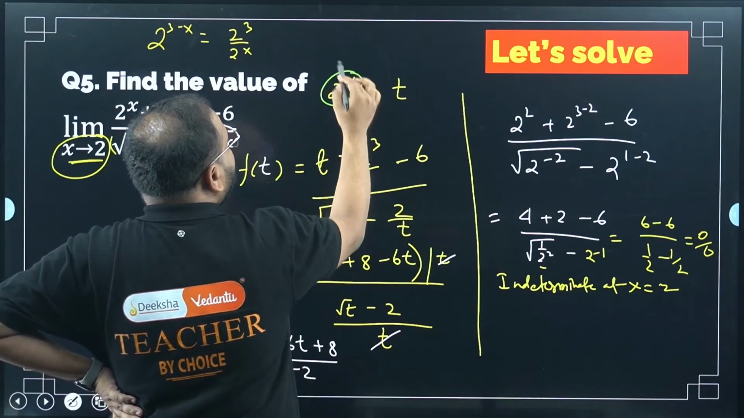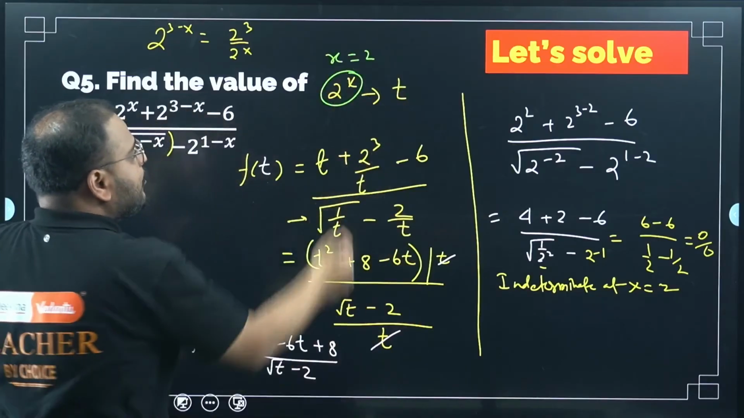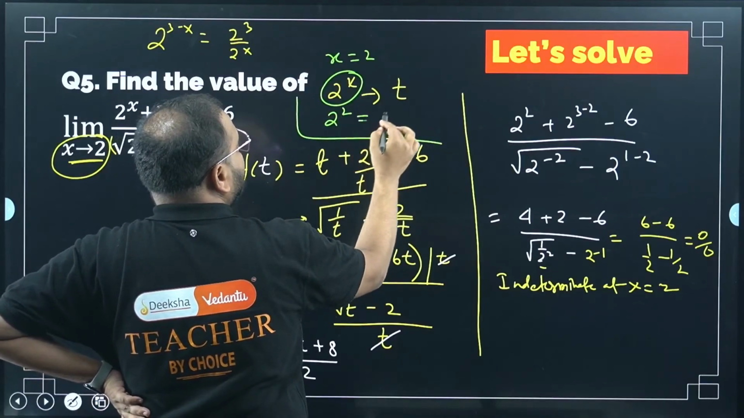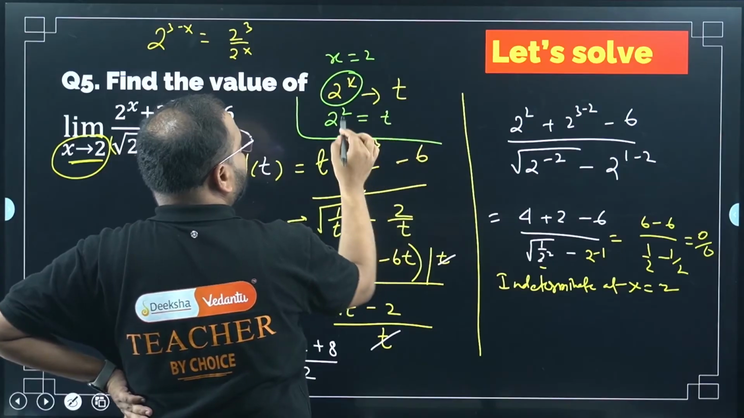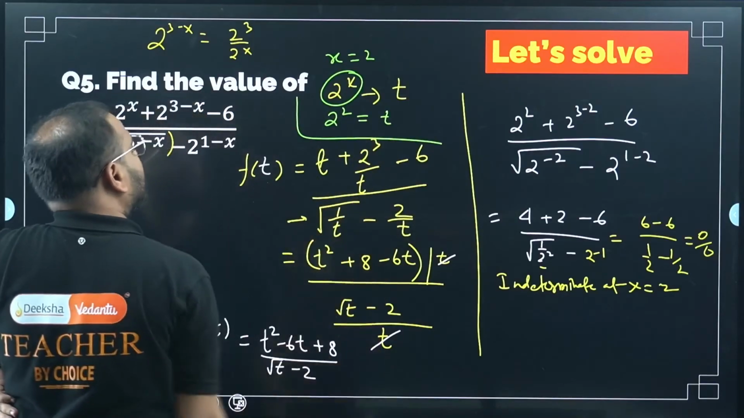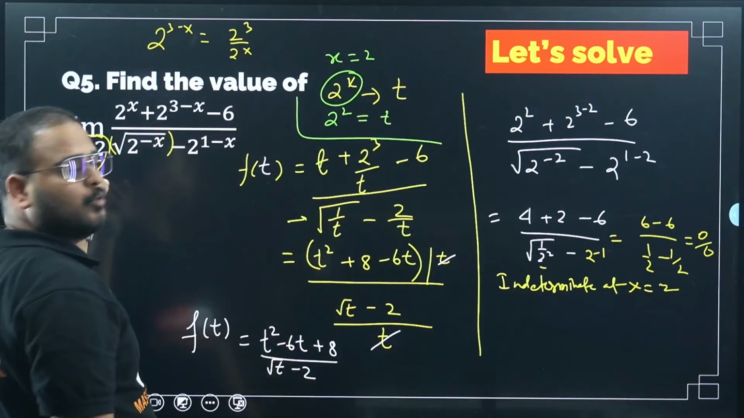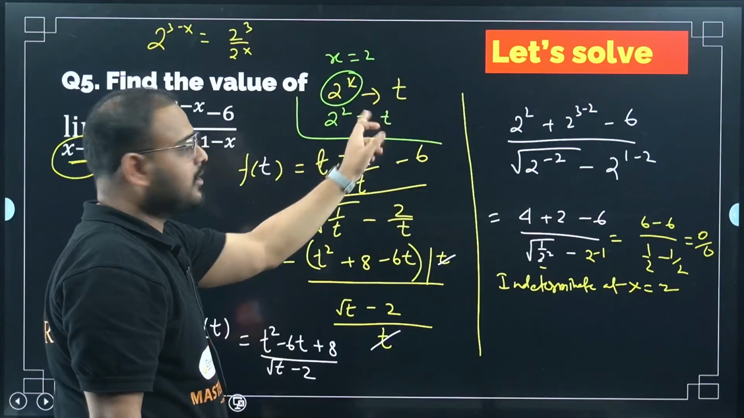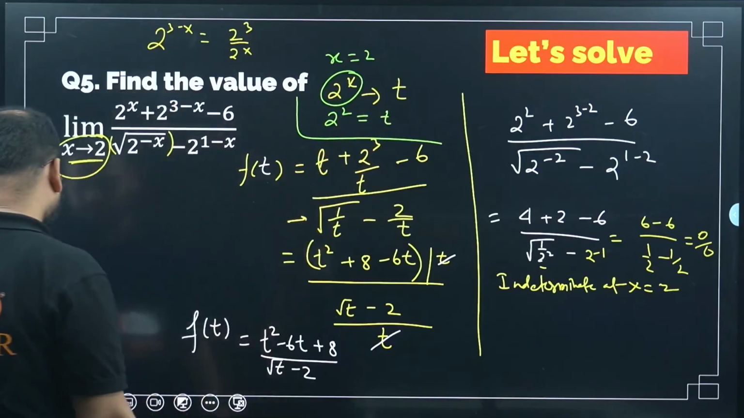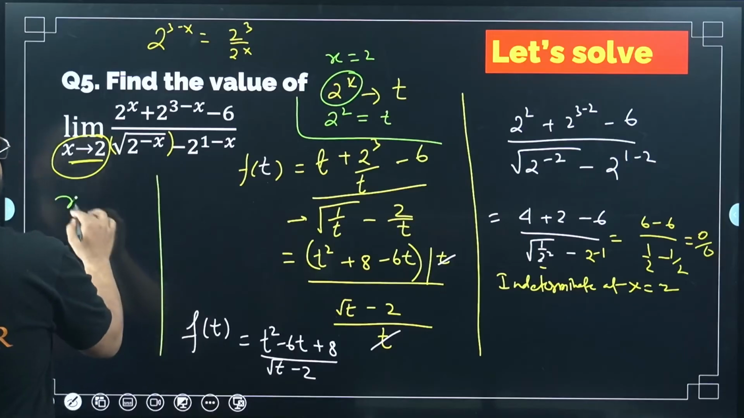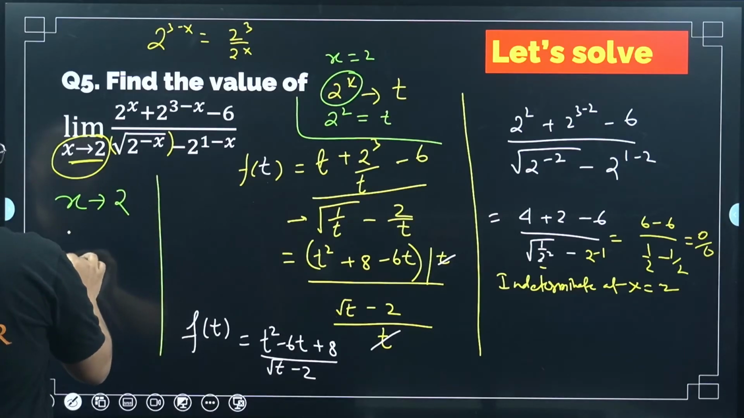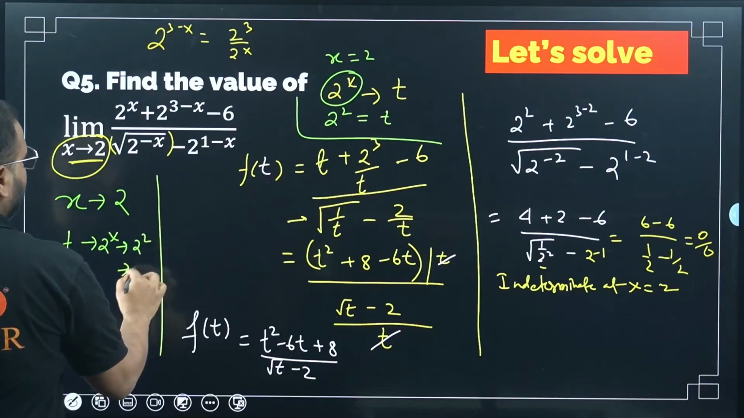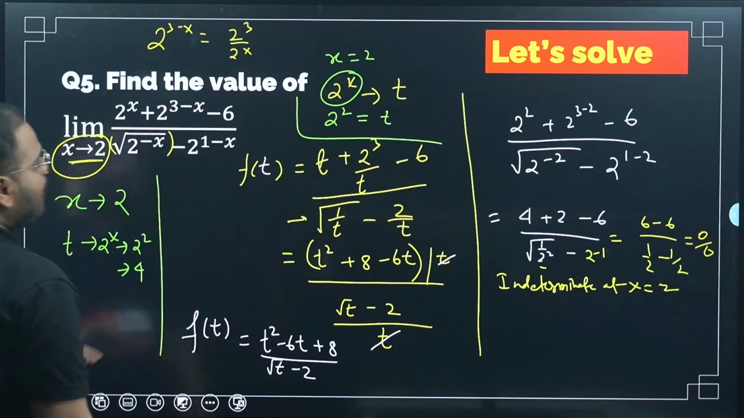When this was true, when x was equal to 2, right? So when you put x equals to 2, what will I get? I'll get 2 power 2, right? 2 power 2 will be what? 4, no? So I get t value as 4 now. When x is moving to 2, since I have taken this as substitution, my t will go to 4, right? When x tries to move to 2, t will try to move to 2 power x, which is nothing but 2 power 2, which is nothing but 4. I hope this is clear.